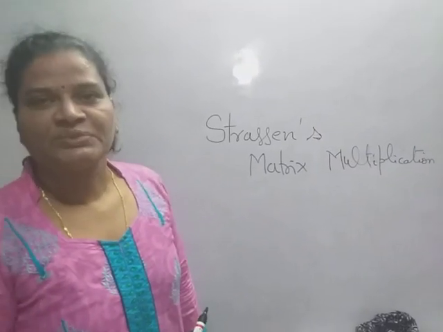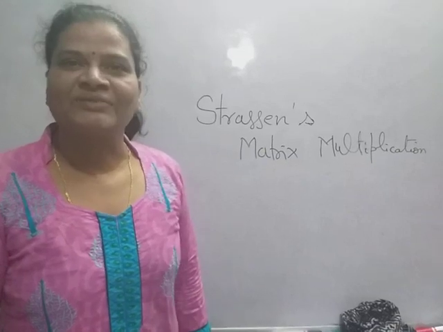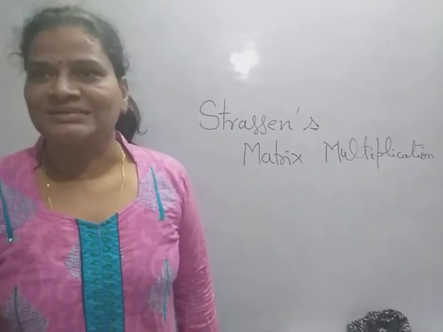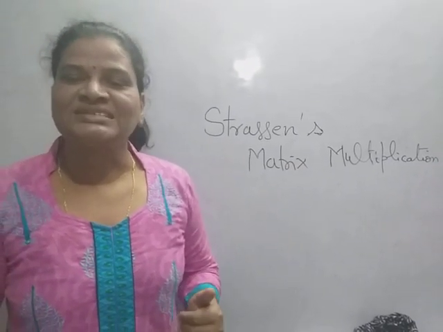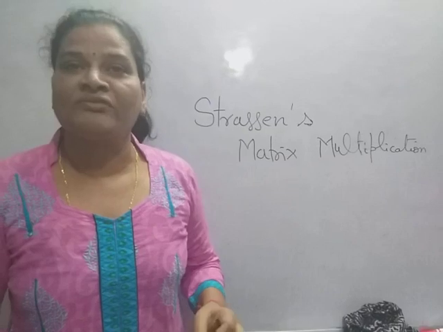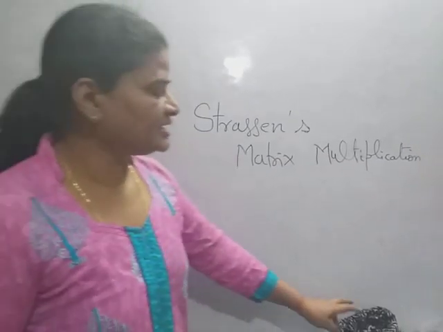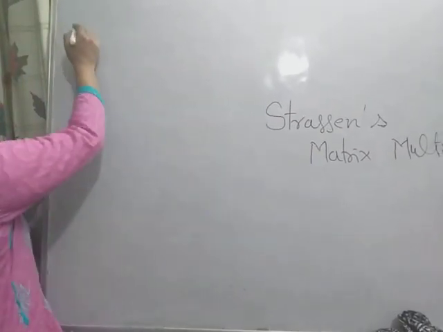Today I will explain Strassen matrix multiplication, which is based on the divide and conquer approach. Before that, I will first go over the standard or conventional way of matrix multiplication. We all know the conventional way of multiplying two matrices of order n cross n.